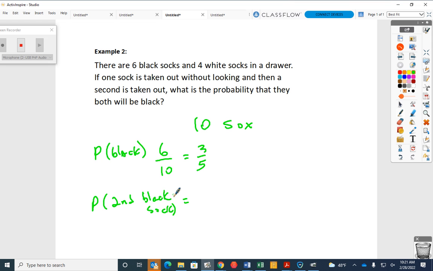I took one of the black socks out, didn't I? Yes. So there are no longer 6 black socks. How many black socks are left? 5. There are 5 black socks. But there are no longer 10 socks. How many socks are left? 9. Okay, so I'm going to take this probability, and then I'm going to multiply it times this probability.